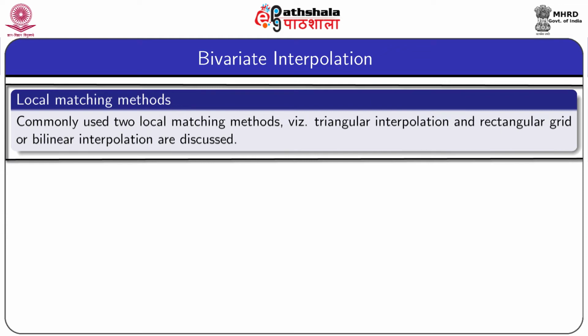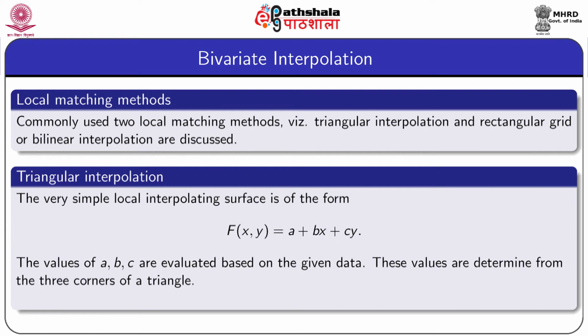Again, the matching methods are of two types. One is called the local matching methods and the other is called the global matching methods. Again, the local matching methods are of different kinds. One is the triangular interpolation method, the other is the rectangular grid or bilinear interpolation method, which are commonly used as local matching methods. First, we discuss the triangular interpolation method.